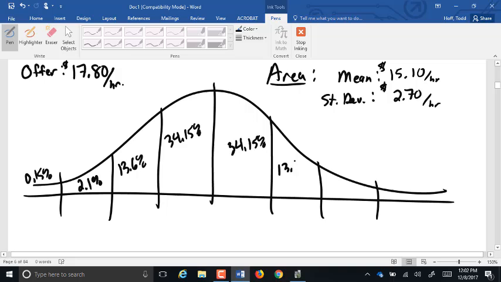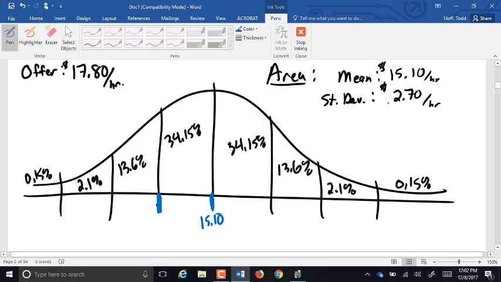These percents, again, never change for a bell curve. What numbers are going to go down here? What number goes right here in the middle? 1510. That's our mean. It's always going to be in the center. How do we figure out what number goes here?